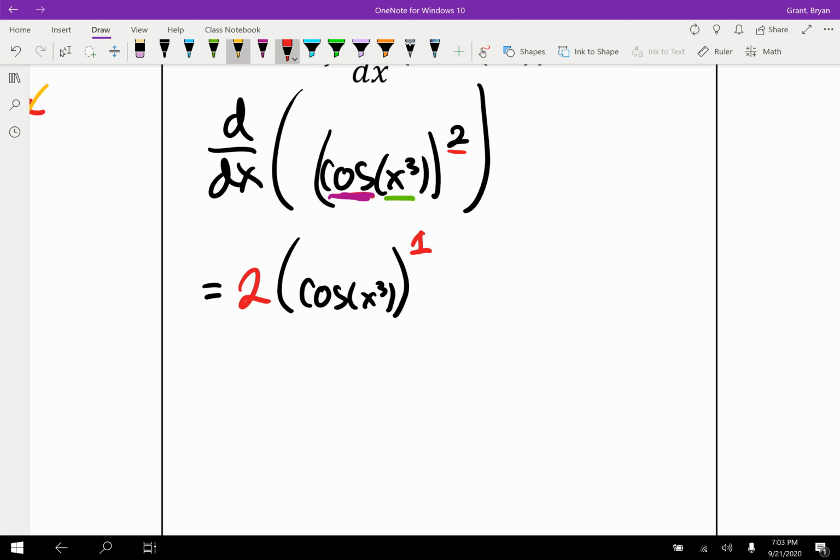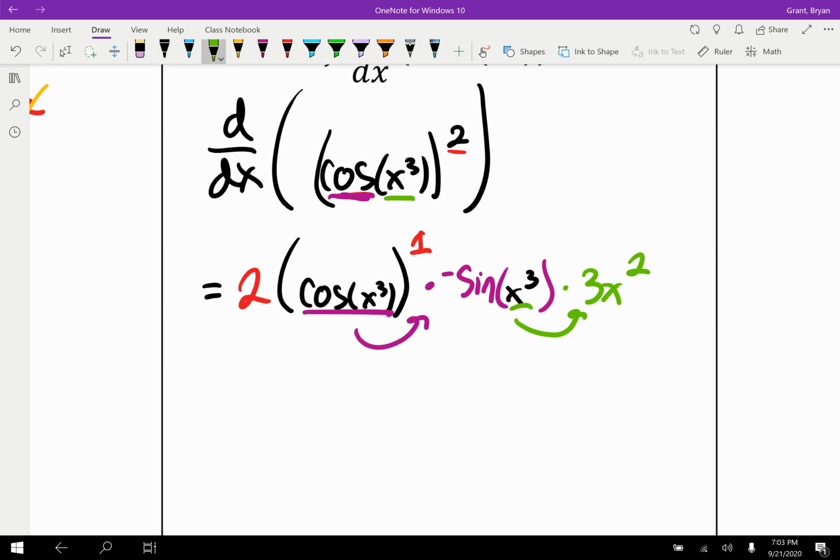Now we need to tackle the derivative of the inside, but the derivative of the inside has two pieces, so we need to do the derivative of the outside of the inside, if that makes sense, and the derivative of cosine is negative sine. But then we need, of course, to keep or preserve the interior. But because we kept the interior the same, we need to multiply that derivative as well, which is 3x squared.